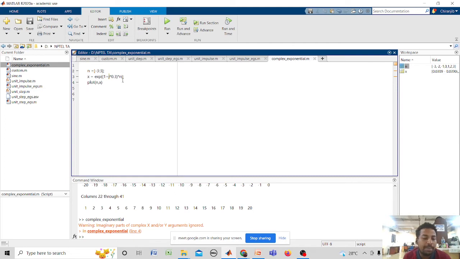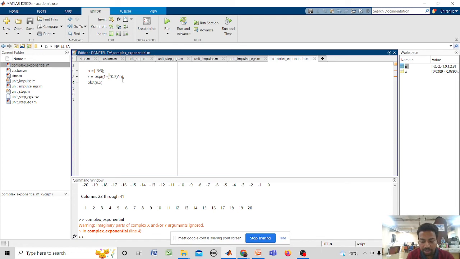And we all know e to the power j theta can be written as cos theta plus j sin theta. So here this function can be written as e to the power sigma t into cos omega t plus j sin omega t. So e to the power sigma t is just the envelope, and e to the power j omega t, or in other words cos omega t plus j sin omega t, is actually the exponential function. Okay, so this is clear.